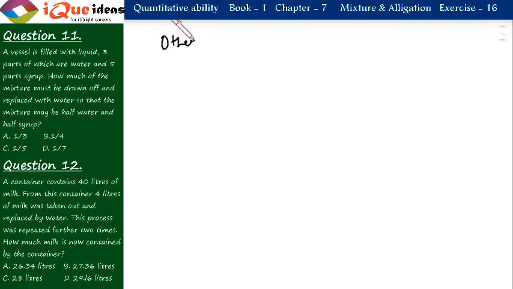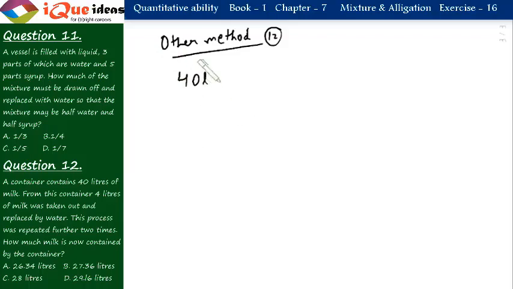Now there is another method for doing question number 12, and that is like this. Look at the question. It says 40 liters of milk and the replacement is 4 liters of milk. That means 4 is 10% of 40. So every time the milk quantity would reduce by 10%.